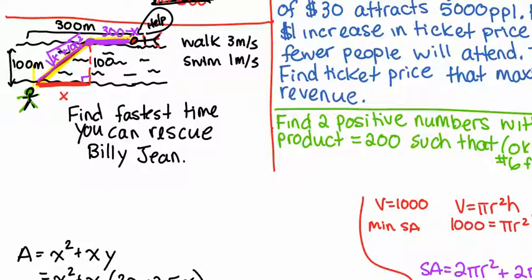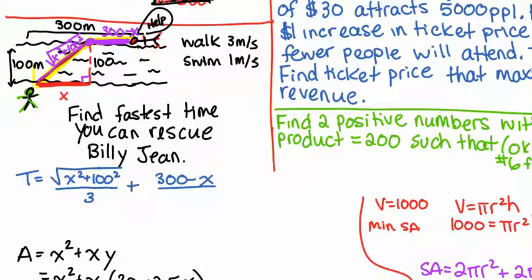Okay, so I'm thinking the equation we want to set up is in terms of time. Time is distance divided by speed. So the distance he's traveling at first is in water, which is the square root of x squared plus 100 squared, and in the water he's going at 3 meters per second. Plus, when he's walking, at a distance of 300 minus x, and he's going at a speed of, oh, I messed that up. This one's swimming, this one's walking.